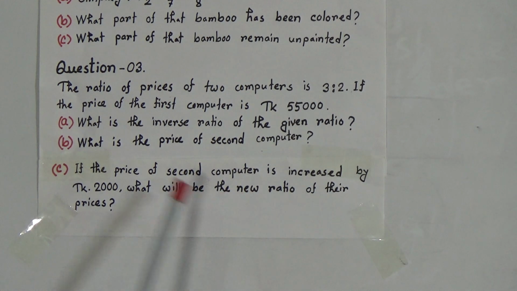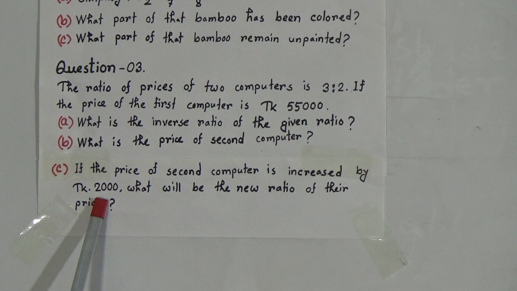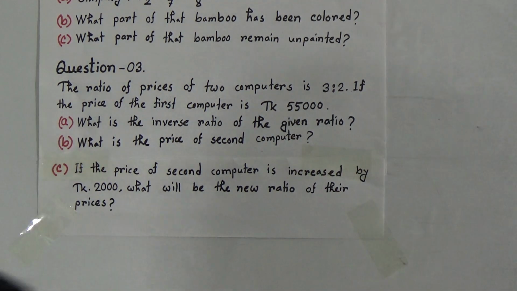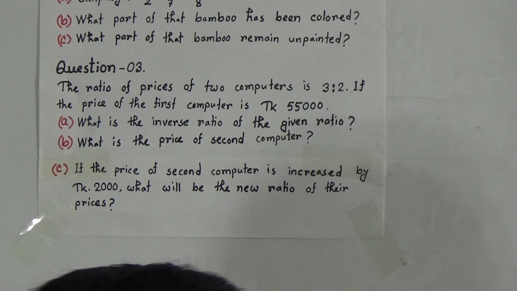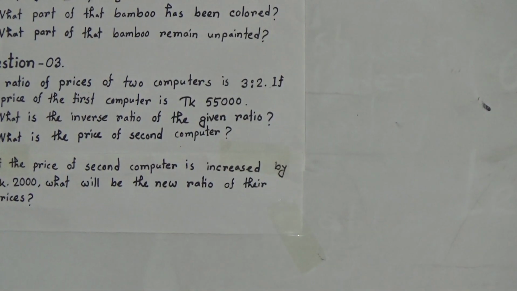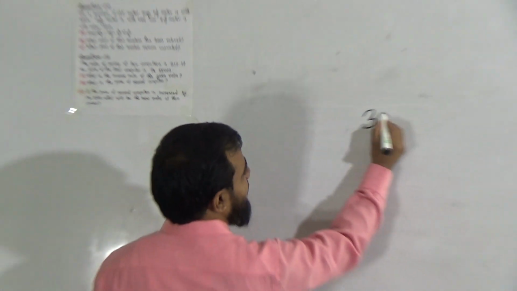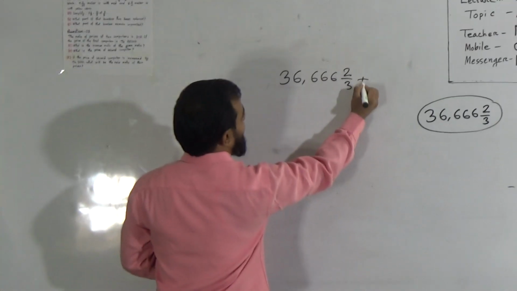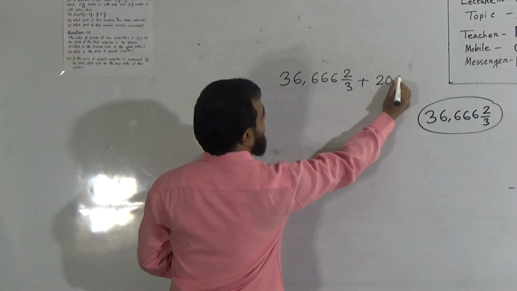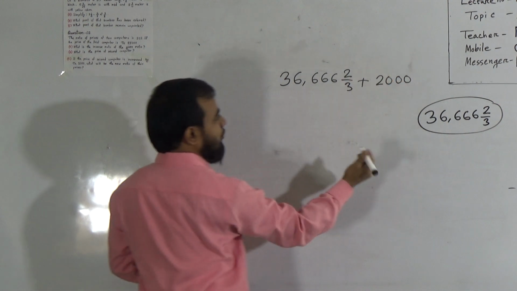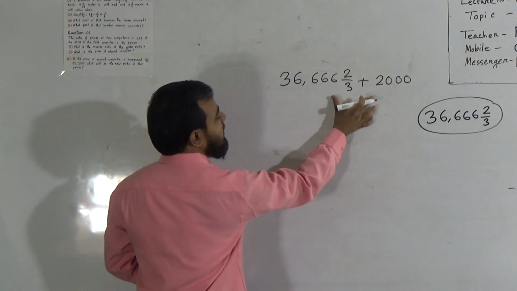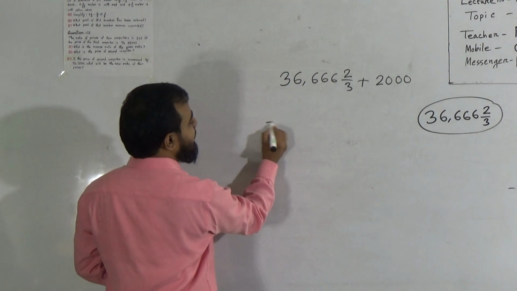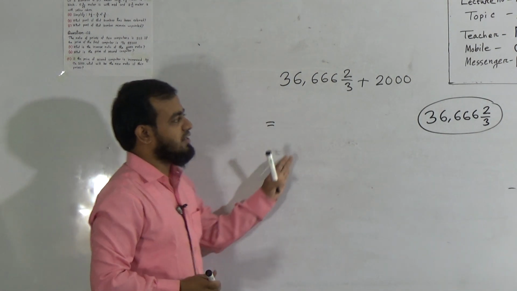We have to find out the ratio. Which ratio? The first computer's price and the second computer's new price. That means when the second computer's price is increased by 2000 taka, right? So first of all, calculate this one. When the price of the second computer is increased by 2000 taka, the price will be 36,666 and 2/3 plus 2000. It's a simple addition and you can solve this easily.